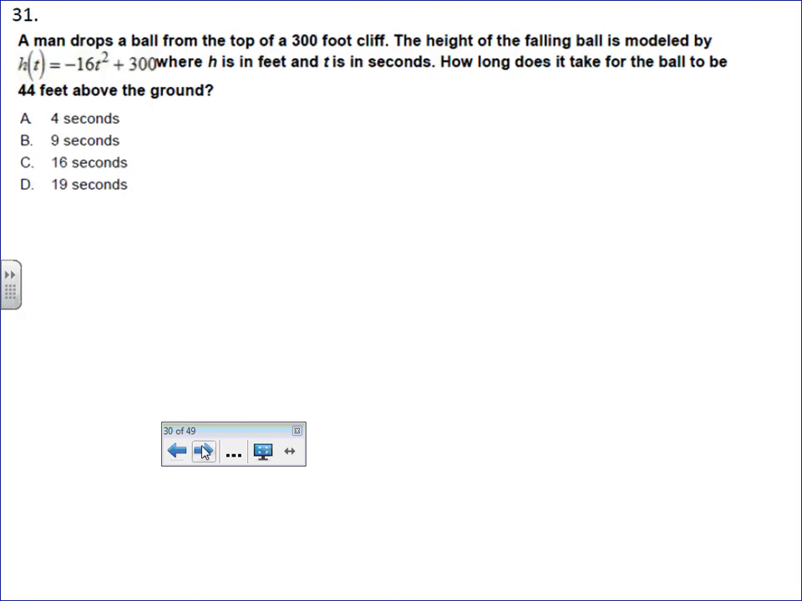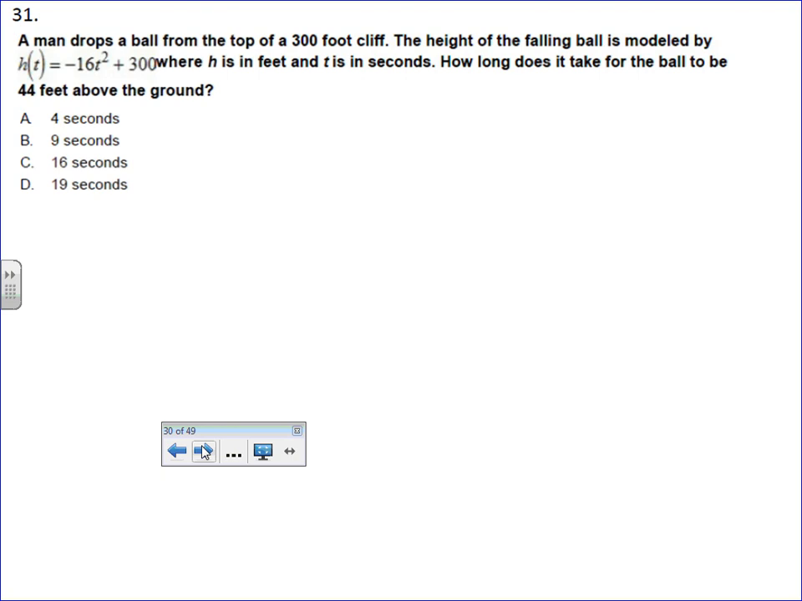Okay, for the next question, again, this is one that I selected. It was not on the original release test. They could ask you something like this, or maybe not, but this is what I chose. A man drops a ball from the top of a 300-foot cliff. The height of the ball falling is modeled by this. How long does it take the ball to be 44 feet above the ground?